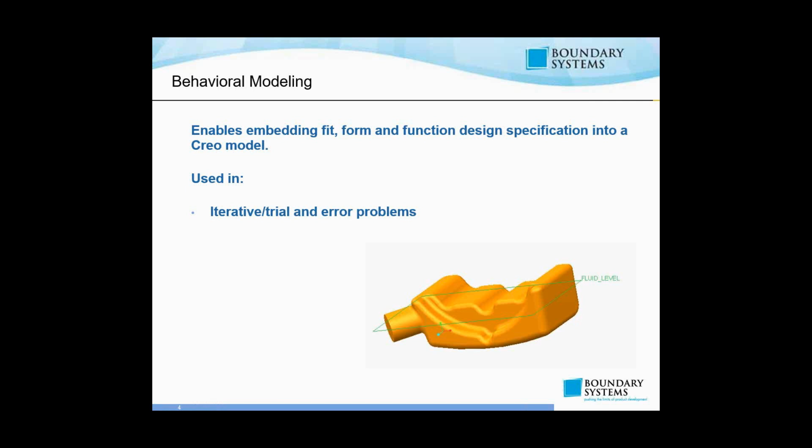And really that's what behavioral modeling helps you with, right? And so now we'll talk in here about behavioral modeling, and really it's a way of embedding either fit, form, or function, or all three, into a Creo model, right? And the way you would do that is, you specify a design target, and then you give Creo a range of values within which it can play, and Creo will then conduct iterative trial-and-error analyses in order to find the optimal solution for you, right?